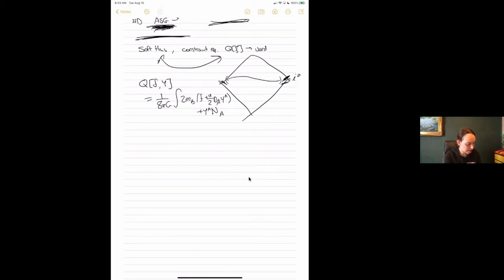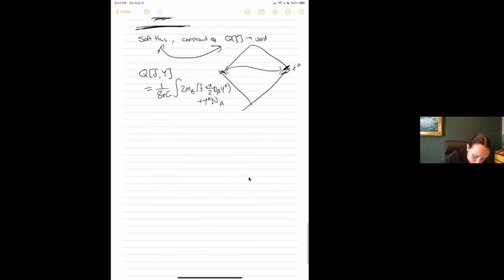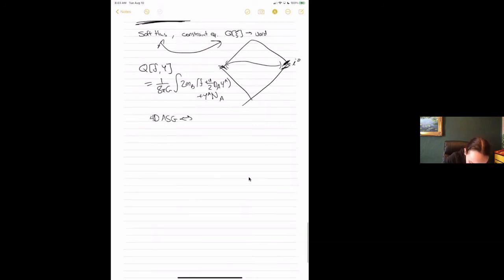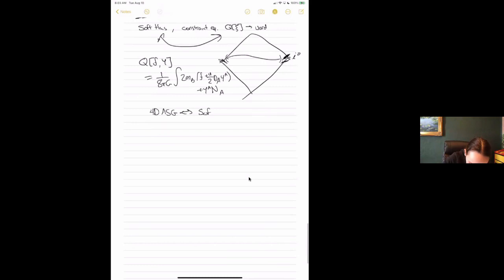The main thing that I want to point out, for the sake of making sure that I checked all the boxes of things I wanted to introduce, is that essentially what's going to happen here is that we're going to see the following thing. We're going to see that basically this 4D ASG is equivalent to soft theorems in QFT, and further is equivalent to a 2D current.